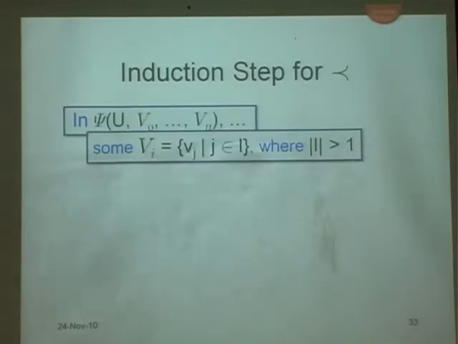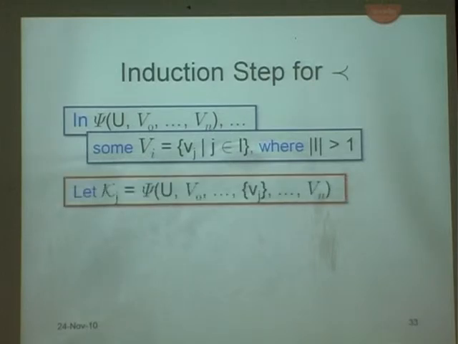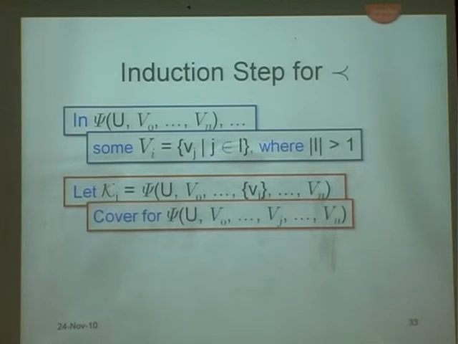So this is our induction hypothesis. I'm going to define the complex k sub j as follows. I'm going to take the pseudosphere, and instead of having the set big V sub j, I'm going to take the singleton set consisting only of that element. And so that's in some sense a smaller pseudosphere. Particularly, this sequence here is less in the partial order than the one I'm working with. So I know that that's connected.